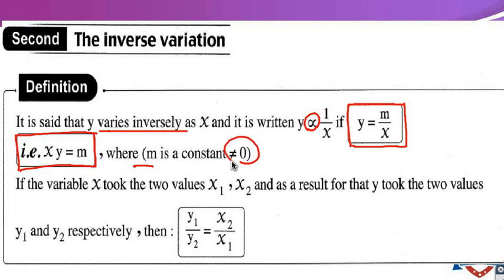If the variable x took two values x1 and x2, and as a result y took the two values y1 and y2 respectively, then y1 over y2 equals x2 over x1. Very important: y1 over y2 equals x2 over x1. Why? Because the relation between them is inverse variation.